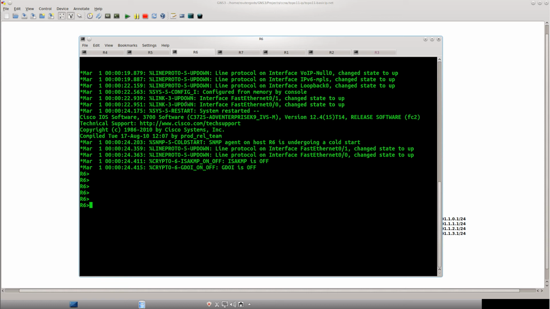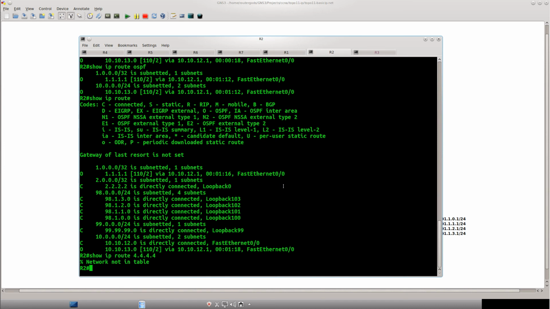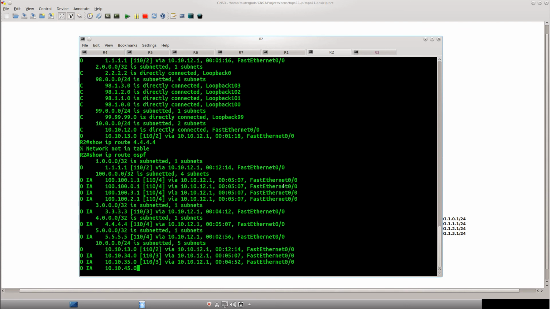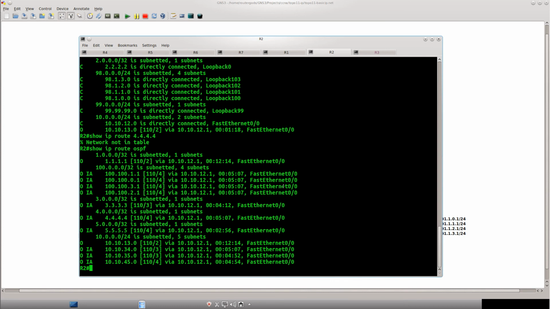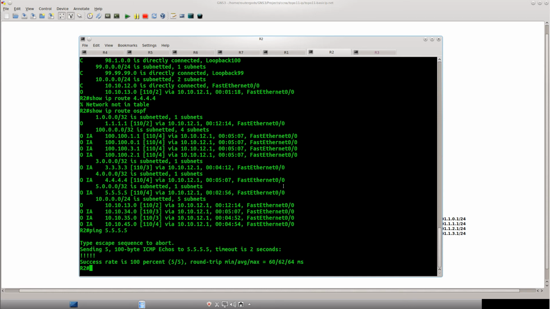Okay, so everything in the center is area 0. Now if we go to R2 and we show IP route OSPF, you're going to see that you have a lot more routes. You can get all the way over to R5's loopback.